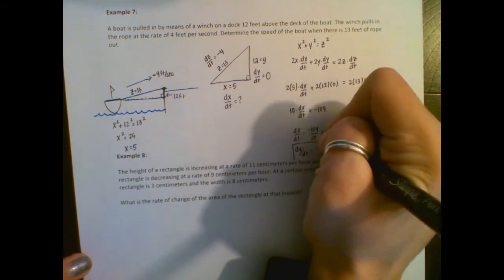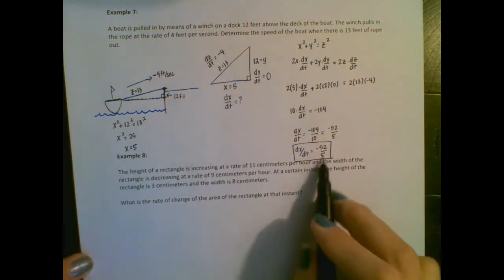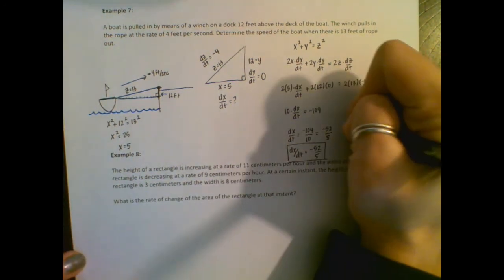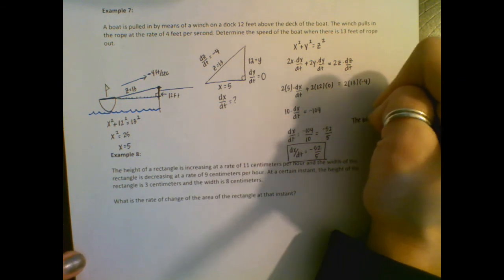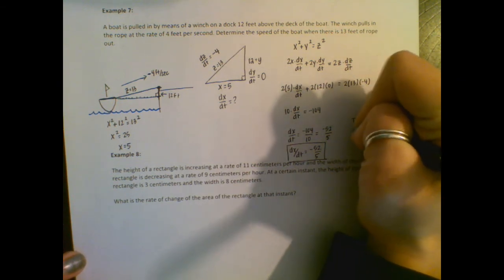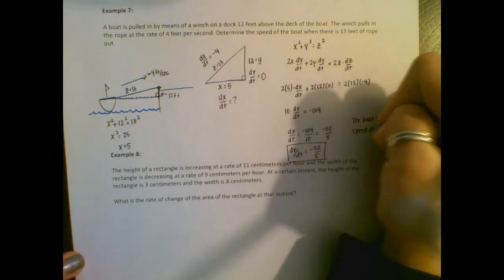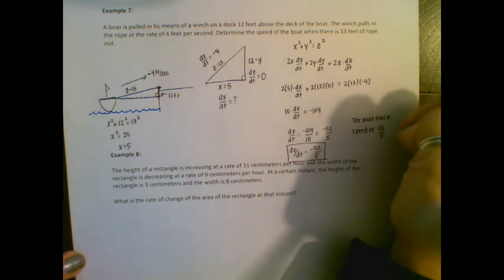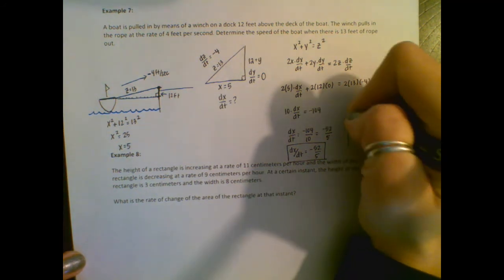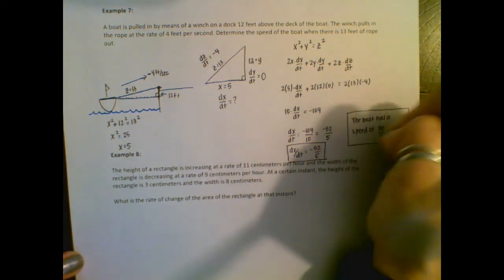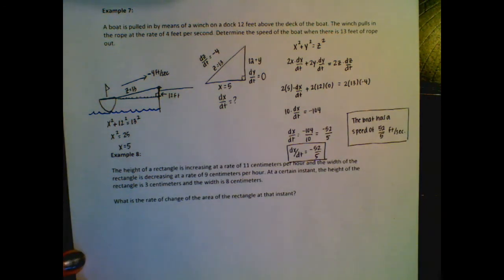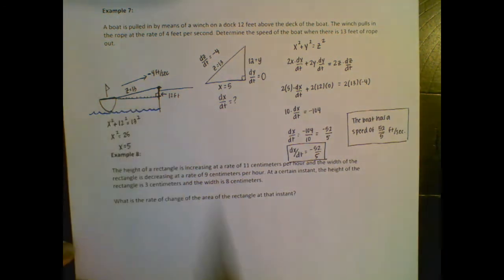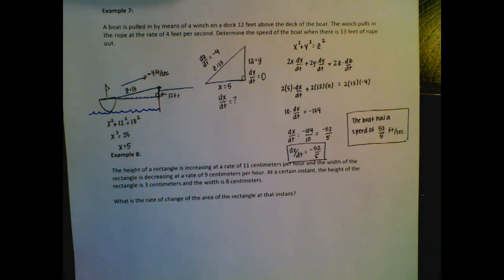But again, when I answer the question, I'm going to make sure that I answer it without this negative in it. So I'm going to say that the boat has a speed of 52 over 5. And this is just a length that's changing, so feet per second. And again, I'm not going to say that it has a speed of negative 52 over 5 because that's telling me that the boat is just being pulled in here. So this sign does not matter here.